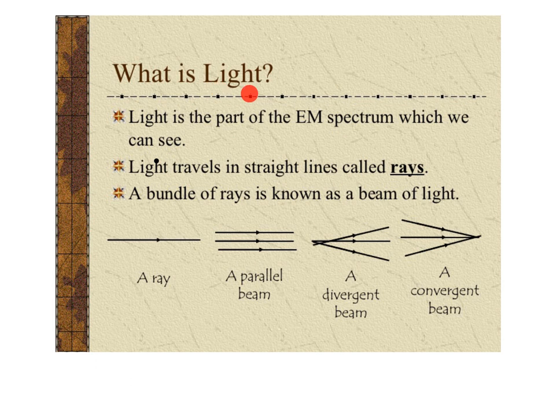Firstly, what is light? Light is the part of the EM spectrum which we can see. Also, we know that light is a source by which we are able to see objects. What is EM? EM spectrum is the electromagnetic wave. Then, light has a property that it travels in a straight line called a ray, and a bundle of rays is known as a beam of light.